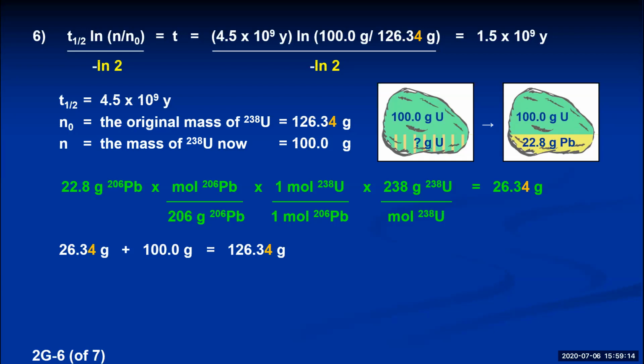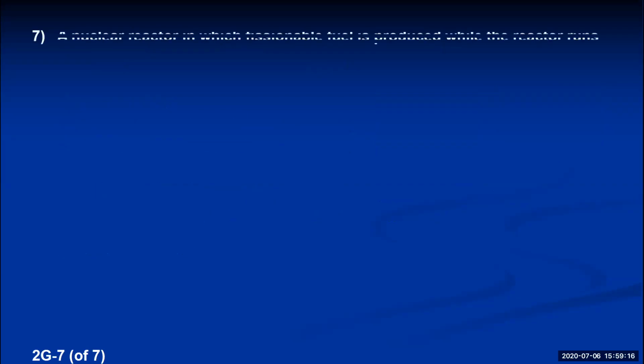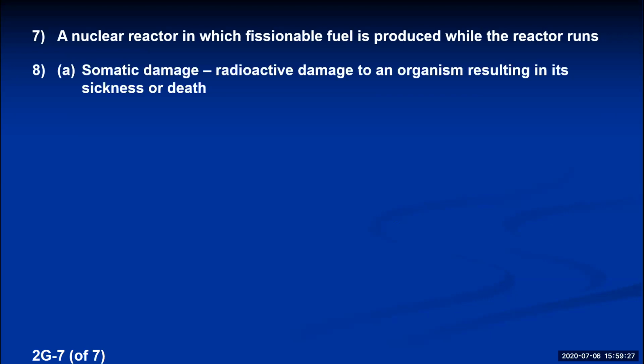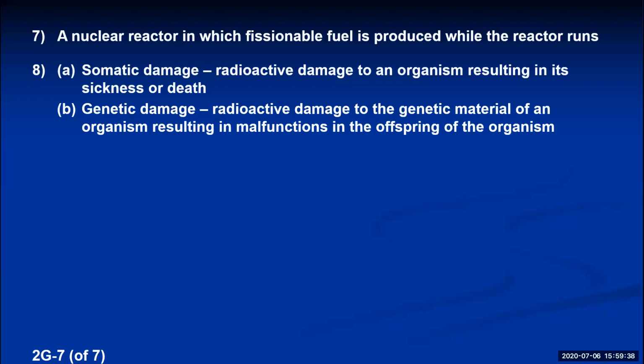Number 7, what is a breeder reactor? A breeder reactor is a nuclear reactor in which fissionable fuel is produced while the reactor is running. 8, define each of the following terms. First term, somatic damage. Somatic damage is defined as radioactive damage to an organism resulting in sickness or death. B, genetic damage. This is radioactive damage to the genetic material of an organism resulting in malfunctions in the offspring of the organism itself.